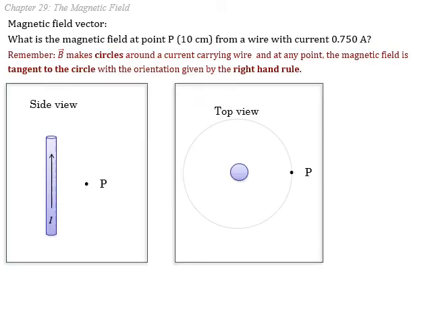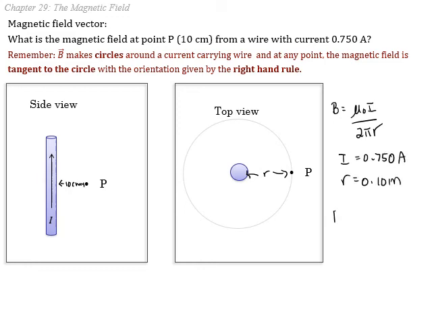Let's start with a pretty straightforward example. What is the magnetic field at a point P, which is 10 centimeters from a wire carrying current 0.75 amps? So you can look at the side view or you can look at the top view. Let's use our equation to get the magnitude first. B is mu naught I over 2 pi r. So r is your distance between your wire and your point. Your current is 0.750 amps. Your distance is 0.10 meters. That gives you a strength of magnetic field equal to 1.50 times 10 to the minus 6 teslas.